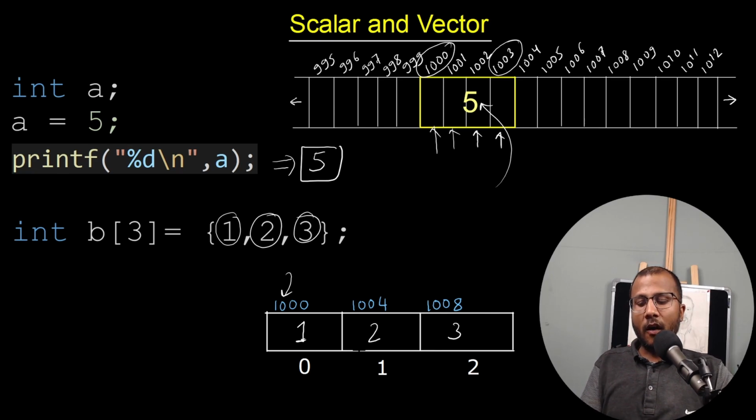Each of these values also has a unique index. At index 0 I have the value 1, at index 1 I have the value 2, and at index 2 I have the value 3.